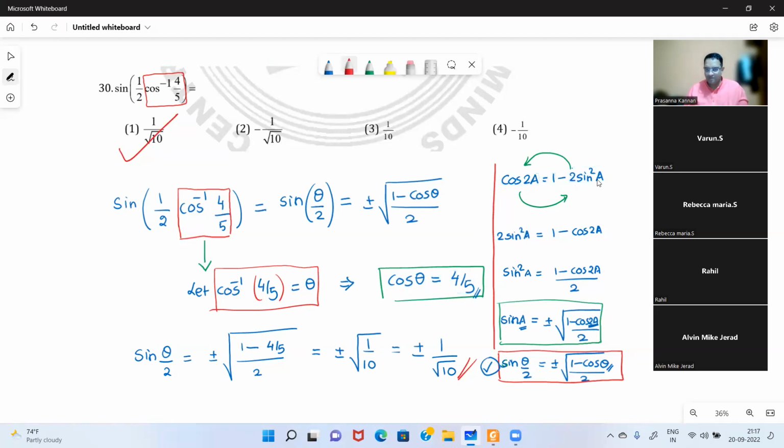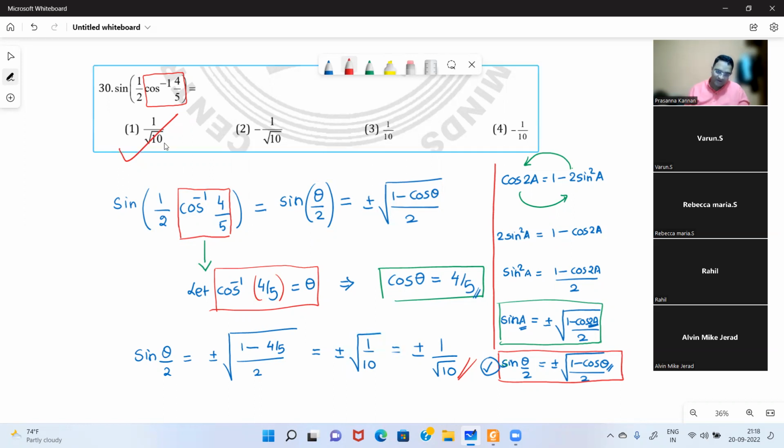We know the cos 2a formula: 1 minus 2 sine square a. If we rearrange it, 2 sine square a is equal to 1 minus cos 2a, or sine square a is equal to 1 minus cos 2a by 2, or sine a is plus or minus root of 1 minus cos 2a by 2. If you take 2a as theta, then a will be theta by 2. So sine theta by 2 is equal to plus or minus root of 1 minus cos theta by 2. Cos theta we already know is 4 by 5. Substituting, 1 minus 4 by 5 is 1 by 5, 1 by 5 by 2 is 1 by 10. So it's plus or minus root of 1 by 10.